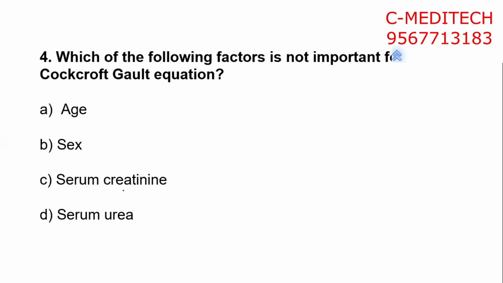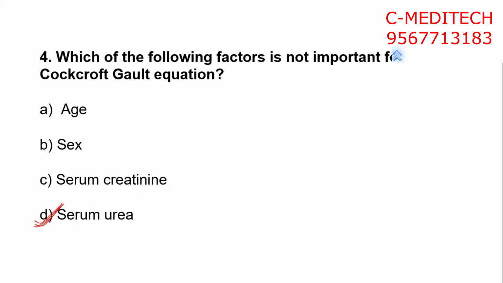Then option C, serum creatinine. It is also needed. That is mg per dL. We have to know the value for the calculation of creatinine clearance. But we don't need the serum urea. So the factor which does not affect the Cockcroft-Gault equation is serum urea. We don't use this value for the creatinine clearance using the Cockcroft-Gault equation.